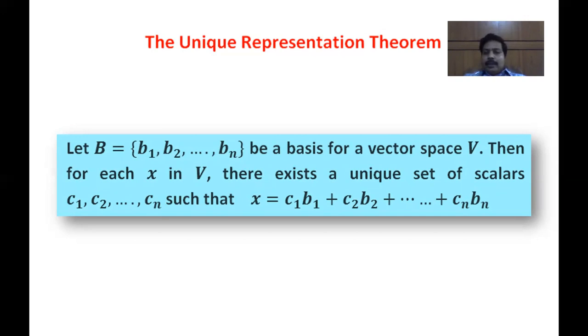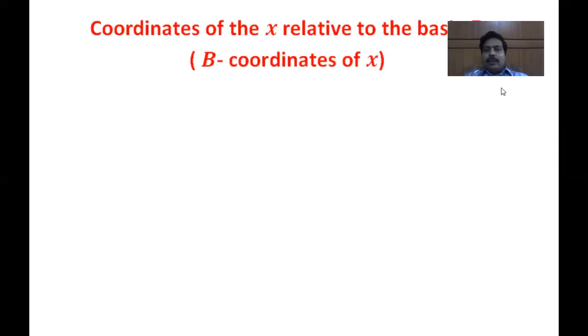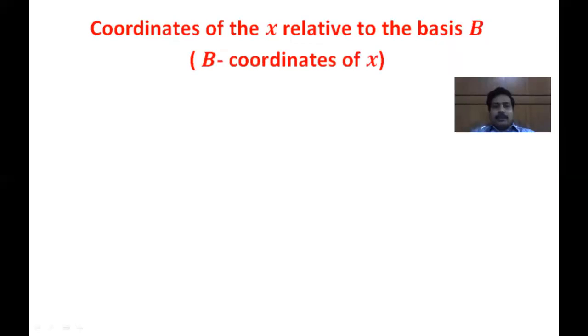So it is a unique representation. We can write it in a unique manner. So you will find unique c1, c2 and so on cn, unique scalars for each vector with respect to some particular basis. That is the unique representation theorem. So using this theorem, those unique scalars can be formed as a column matrix, that will be the B-coordinates. These c1, c2 and so on cn are the coordinates, and that will be the coordinate matrix. That is the point described here.